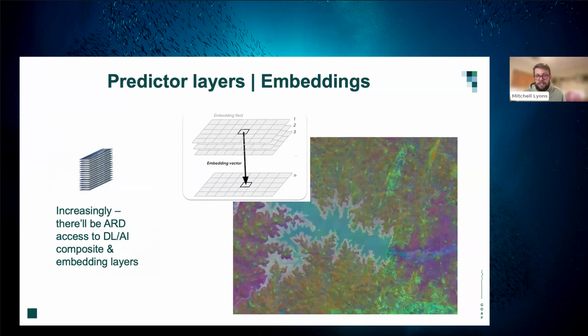And more too, you'll now start to see this concept of embeddings or composite layers that have been used in either foundation models or some more deep learning architecture, where we have multiple different sources of not just spectral, but also other information embedded into these layers that are ready for us to use for modeling or mapping.